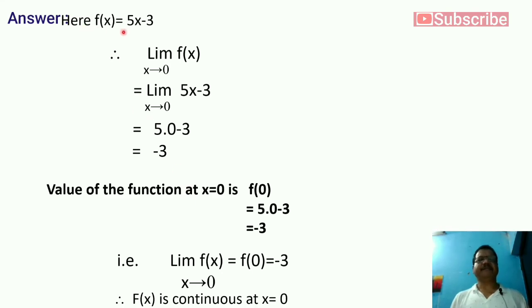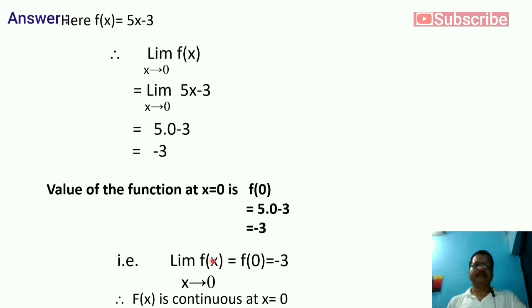Here f(x) is equal to 5x minus 3. That is our question. Therefore, we are going to find the limit. Directly we are finding limit of f(x) at 0. So that's how here we are getting minus 3. The next value of the function is, in a similar way, f(0) equals 5 into 0 minus 3. Instead of x we are putting 0, then minus 3.